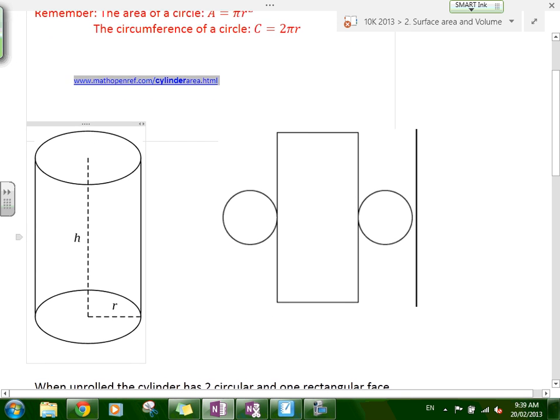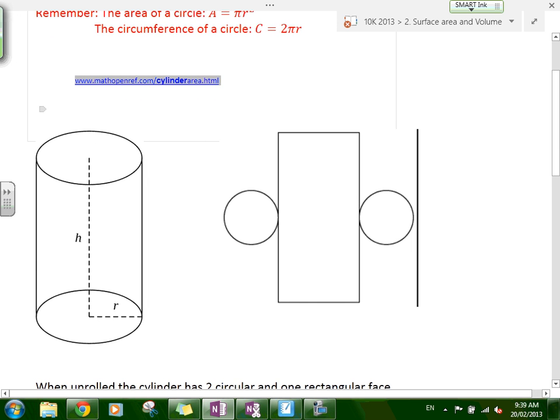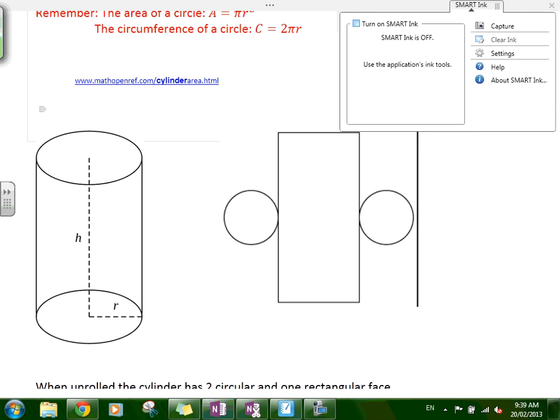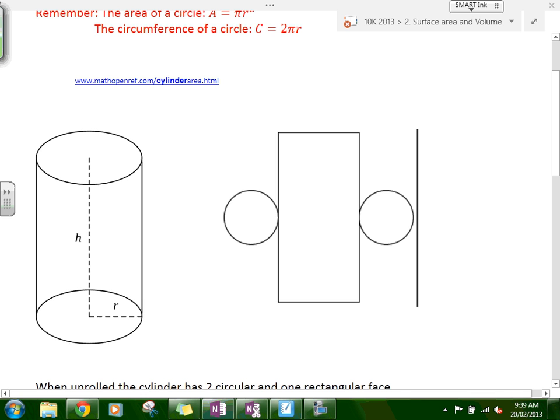So if you think about a cylinder, this is what a cylinder looks like. The thing I'm going to show you is unrolling the cylinder. And that's the net of a cylinder. So the important thing is, R is the radius of the circular cross-section, H is the height, or if it's lying down, the length of the cylinder. Those are the two dimensions we're interested in.